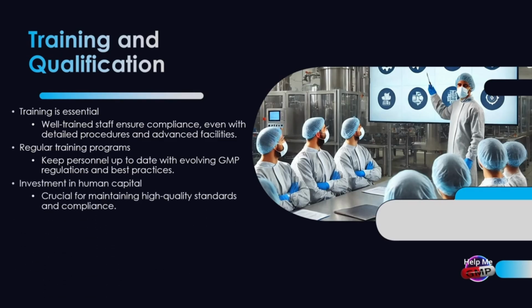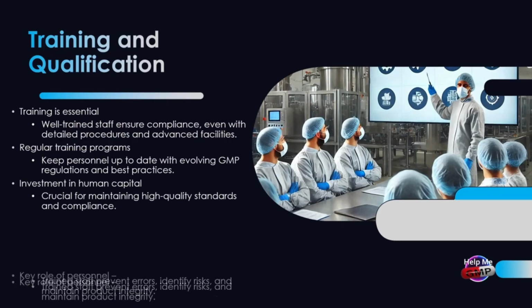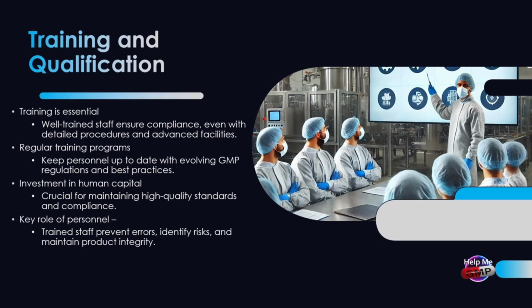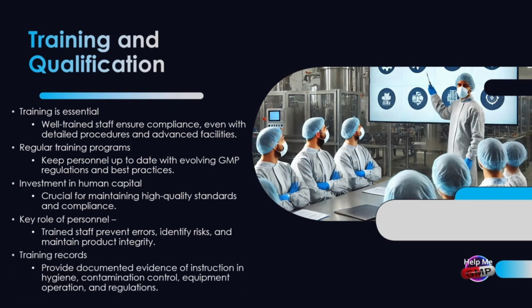This investment in human capital is essential for maintaining a high level of quality and compliance. Properly trained personnel are the backbone of any successful GMP system, ensuring that procedures are followed diligently and consistently. Their expertise and attention to detail are vital for preventing errors, identifying risks, and maintaining product integrity. Training records provide documented evidence that employees have received appropriate instruction, covering topics such as hygiene practices, contamination control, equipment operation, and regulatory requirements.